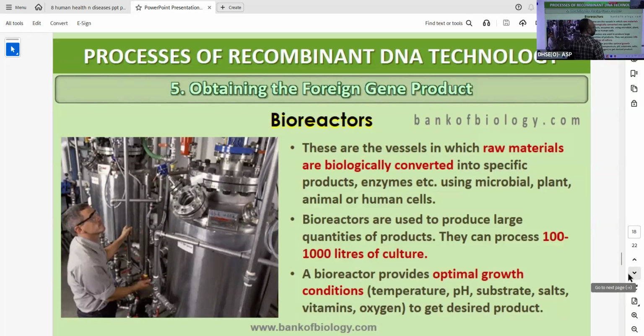Why? Because everything is under control. Temperature not too high, pH not too low or high, substrate is plentiful, salts and vitamins, oxygen etc. are also present. So a bioreactor provides optimal growth conditions: temperature, pH, substrate, salts and vitamins or oxygen to get the desired product. Clear? It's not a problem.